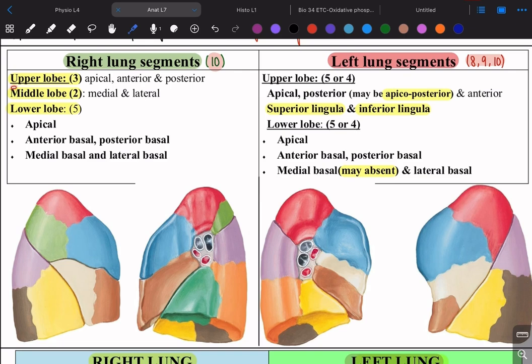We need to know the upper lobe has apical, anterior, posterior. The middle lobe has medial and lateral. The lower lobe, but this is all on the right lung. We need to know which one is on the right and which one is on the left. The lower lobe has apical, anterior basal, posterior basal, medial and lateral, and so on. Same thing for the left.